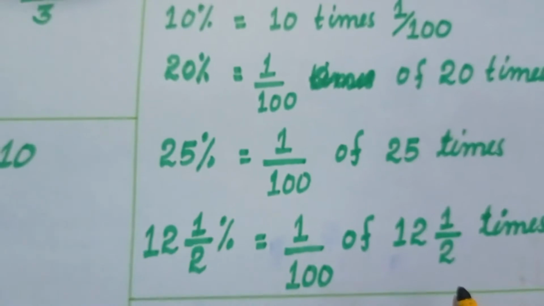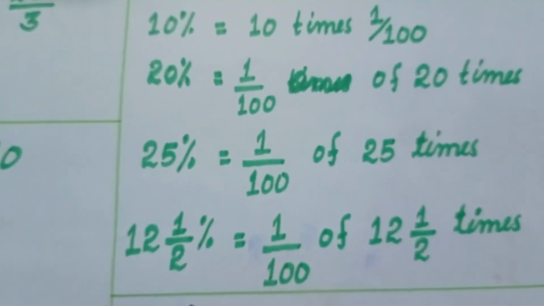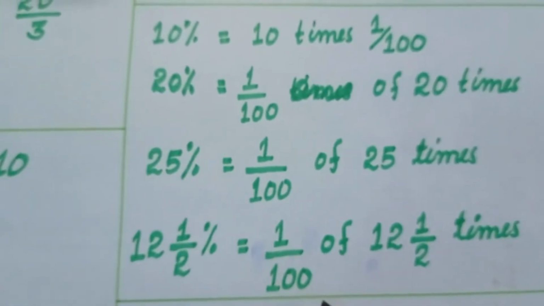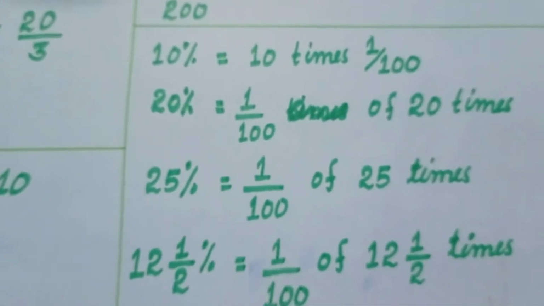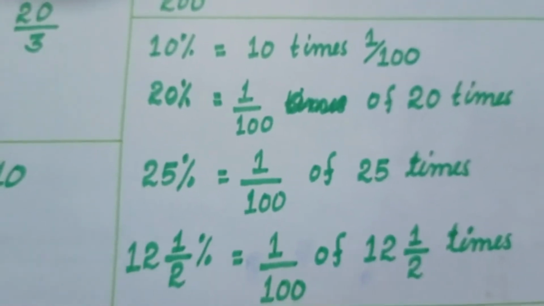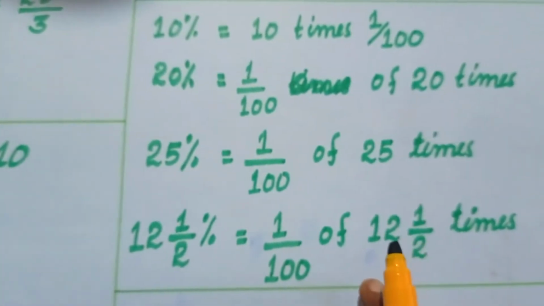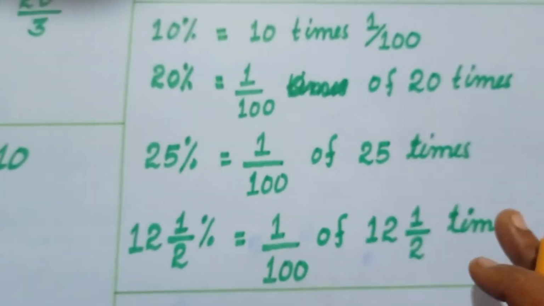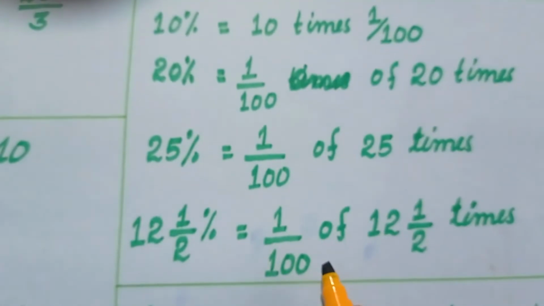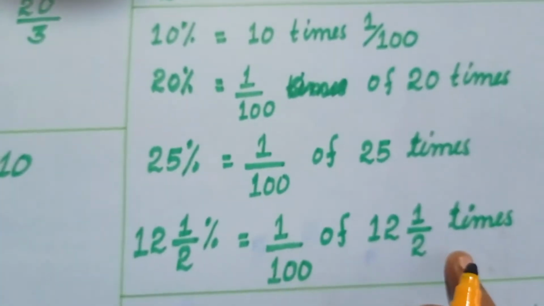That is, expressing a percent as a part or times of something is 1 by 100 of the number that gives the percent. So the percent number is 100 times this fraction.